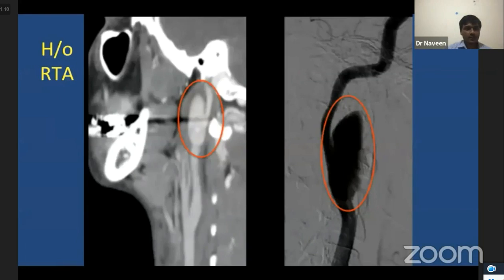So another patient with a history of an RTA. What we can see is a defect within the wall of the ICA with a large contrast-filled outpouching, and the peripheral thrombus can be seen here. And on DSA, we can see the contrast extravasation suggestive of a pseudoaneurysm. These can be treated by a stent graft. If the collaterals are good, they can also be treated by parent artery occlusion.